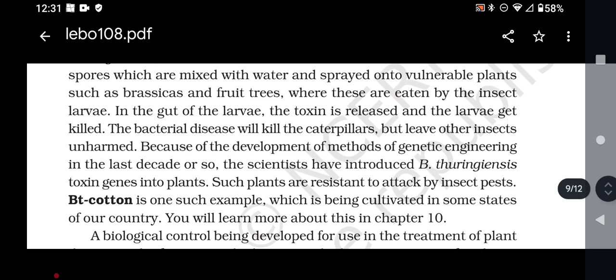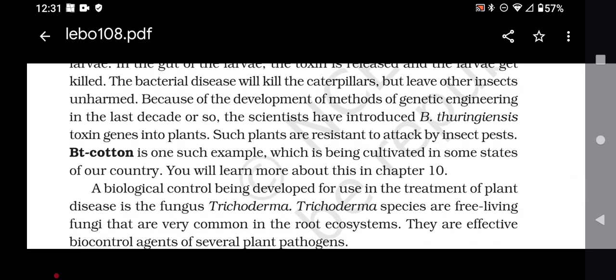Because of the development of the methods of genetic engineering in the last decade or so, scientists have introduced B-thuringiensis toxin genes into plants. Such plants are resistant to attack by insect pest. Bt cotton is one such example, which is being cultivated in some states of our country. You will learn more about this in chapter 10.